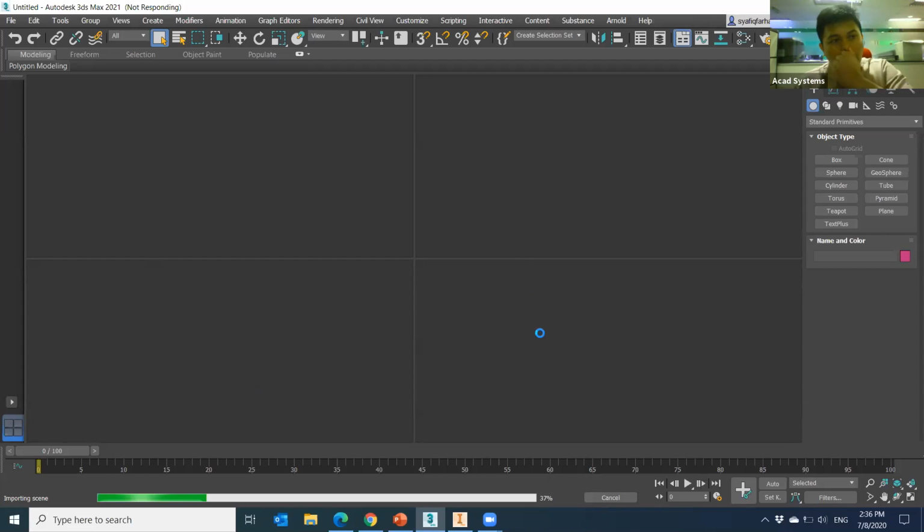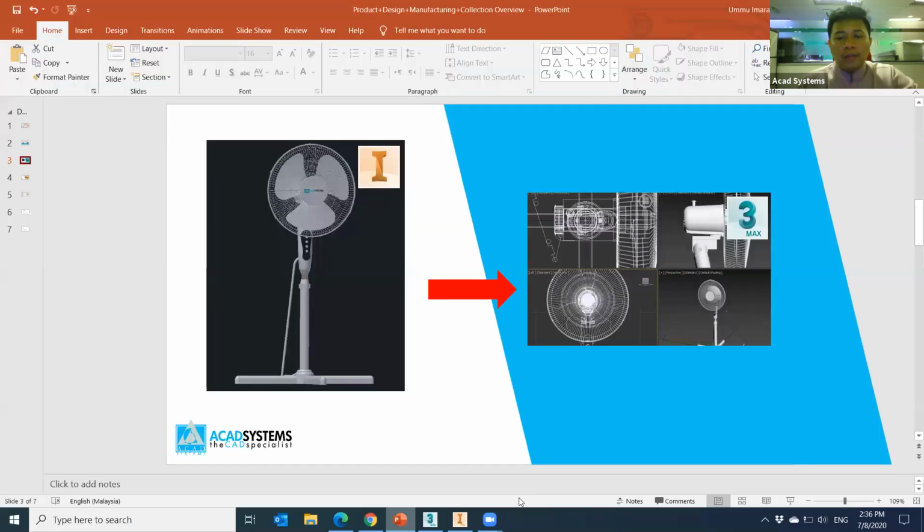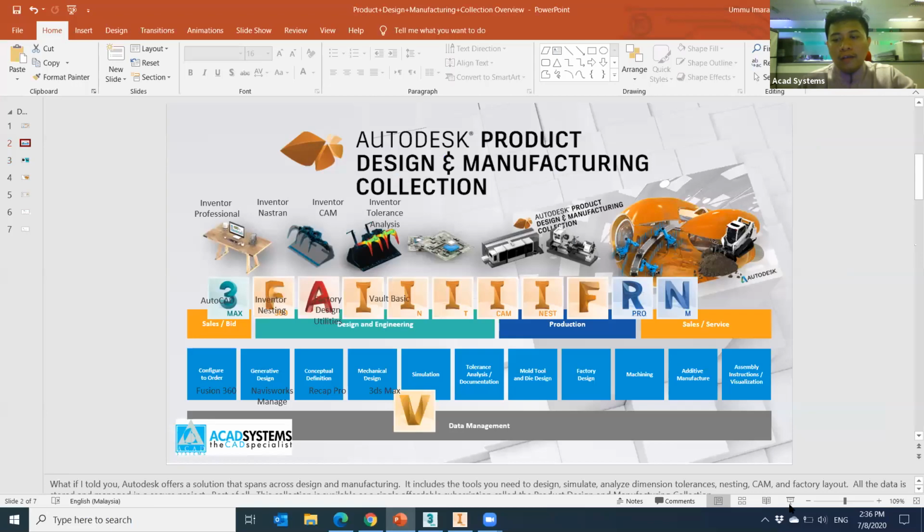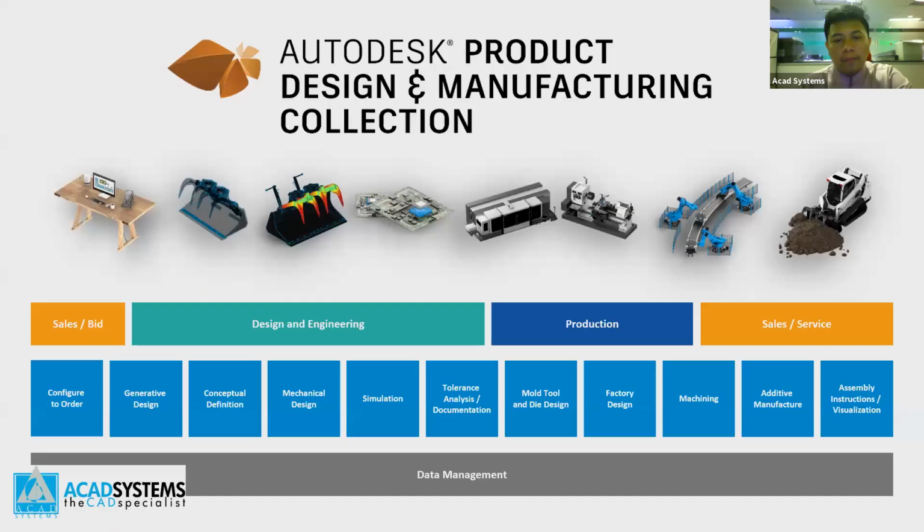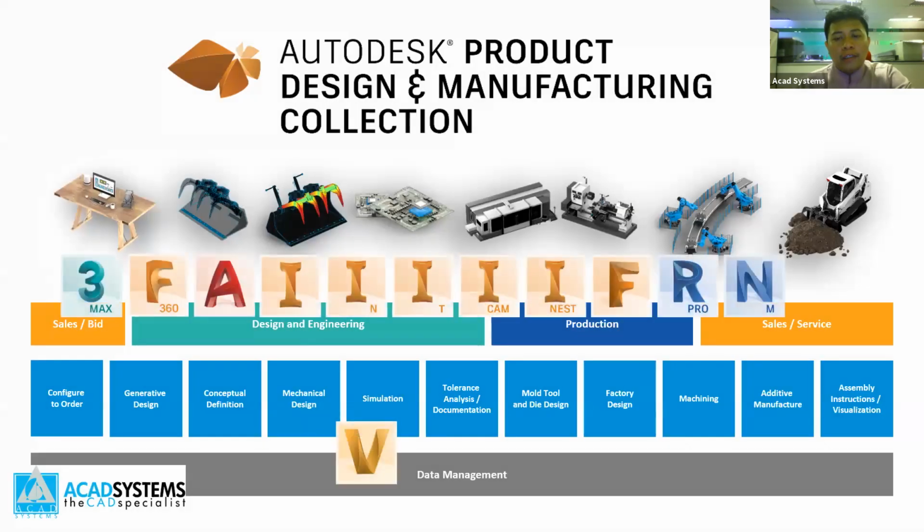3ds Max. Right, so the purpose why I show you from Inventor to 3ds Max, because in this type of scope, when you are already done with Inventor modeling, you want to do a presentation at last. Okay, so normally you have the sales and bid. Okay, basically you can use 3ds Max to do the basic design, the rough design.